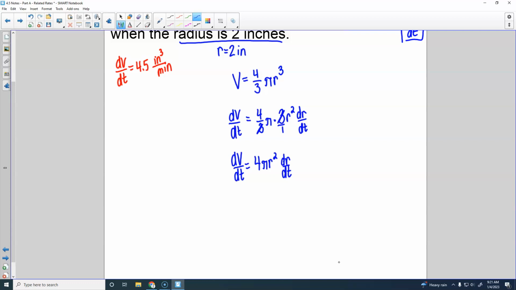And now that we've taken the derivative, we're going to plug in the information that we know. So we know dV/dt is this 4.5. We know that this radius right here is 2. And we don't know dr/dt, but that's what we're trying to find. So we'll have 4.5 equals 4 pi times 2 squared times dr/dt. And since this problem has decimals, I'm going to assume they probably just want us to give a decimal answer.